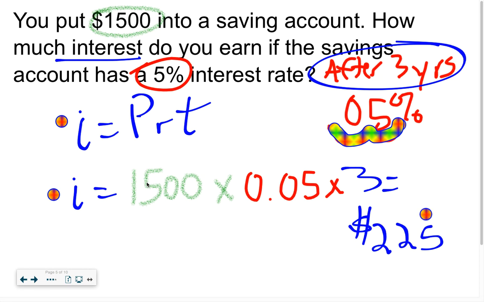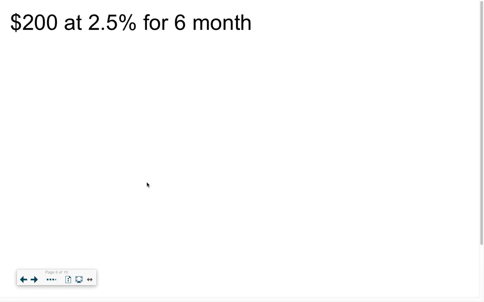Formula, work, answer, and label. 4 points, 5 points technically, because you get 1 point for trying on each one of these problems. Again, it only said how much interest, 1 step, that's what you do. Sometimes they're just going to give it to you like this.